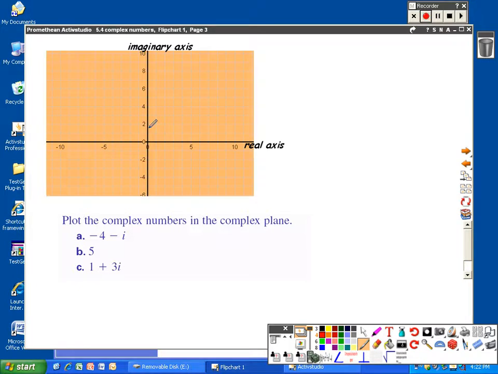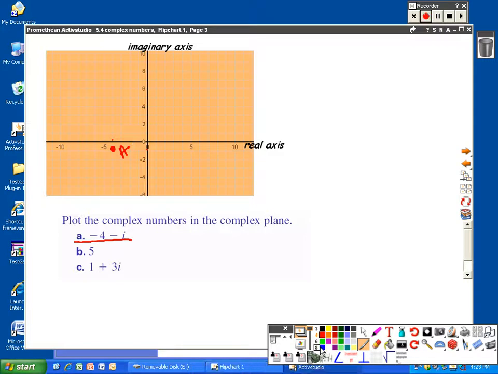So if I were to plot this point A, negative 4 minus i, it is negative 4 on the real and negative 1i on the imaginary. And these two would cross over each other right here. So this would be point A, negative 4 minus i.